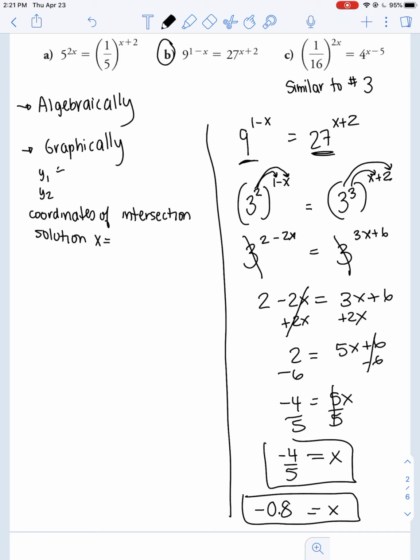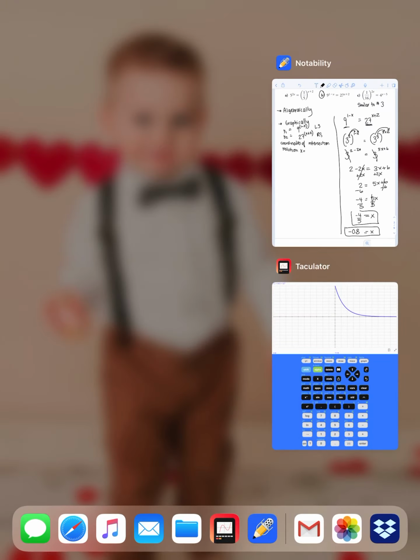Now we're going to go graphically. Graphically is where you put y1 as the left side of your equation. So you go back to the original question. And your y2 is the right side of your equation. Now, in your calculator, you should always put brackets around your powers to keep them together. So that's what your y1 and y2 should look like, the left side and the right side. Now, we want to figure out the coordinates of the intersection, so we're going to graph this with our calculators.